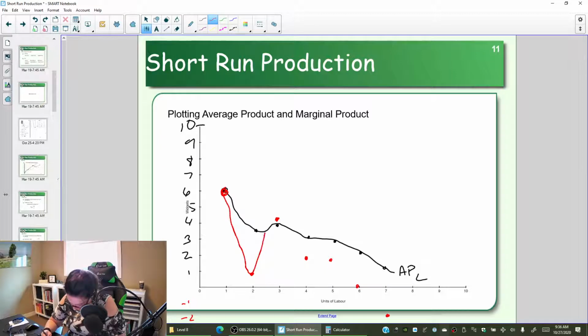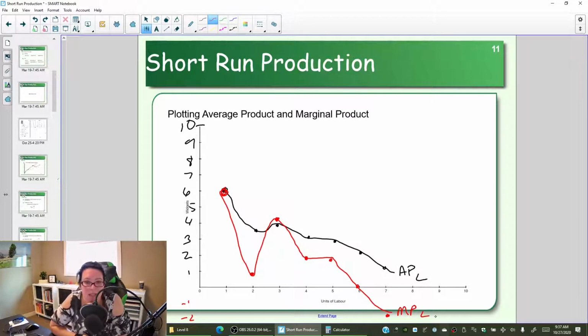It goes down, and then we go up, and then we go down. Oops. Trying to freehand this here. There we go. Marginal product of labor. All right, let's talk about what these graphs are telling us.